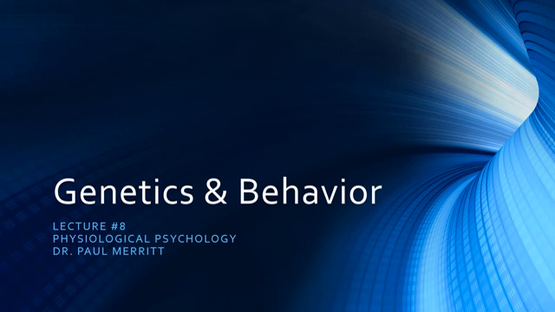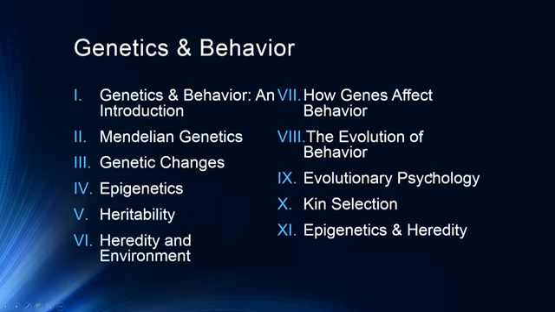Primarily we're going to talk about baseline information that you need to know about genetics and how it might relate to behavior. We'll talk more about genetics throughout the course and how genetics alter behavior. But today we're going to talk about getting a baseline understanding and how genetics and behavior are related. So we'll start with the basic introduction about genetics and behavior.